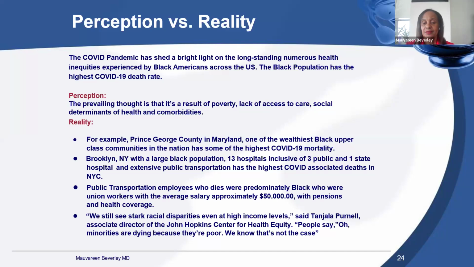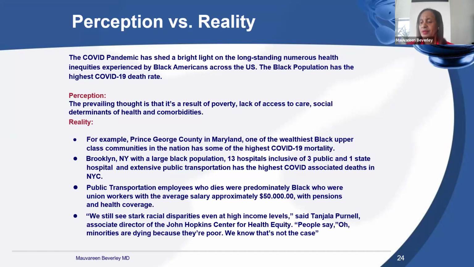The reality is, for example, Prince George County in Maryland, one of the wealthiest Black upper-class communities in the nation, has some of the highest COVID mortality. Brooklyn, New York, with a large Black population, has 13 hospitals, inclusive of 3 public, a state hospital, and extensive public transportation that runs throughout Black and white Brooklyn.